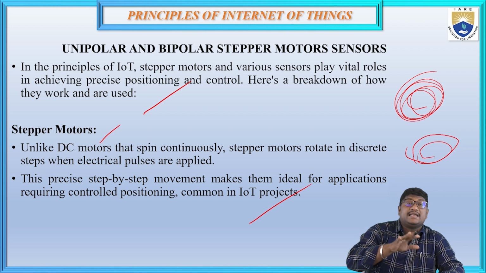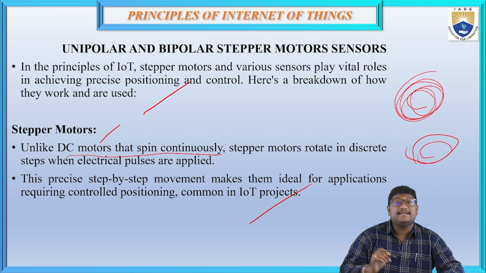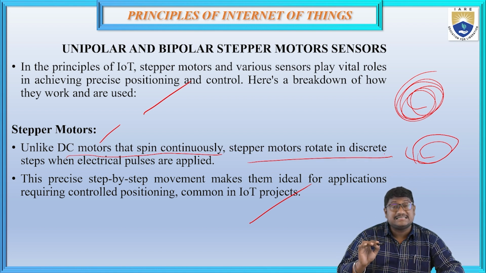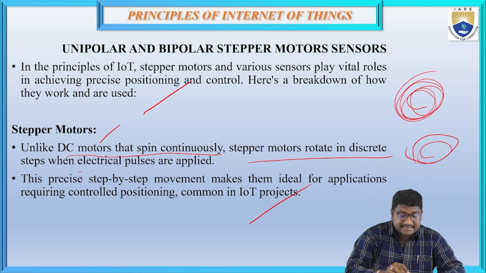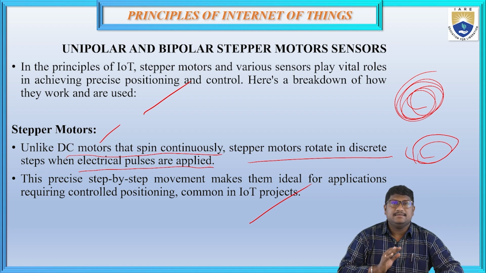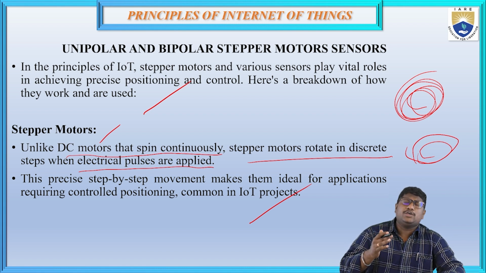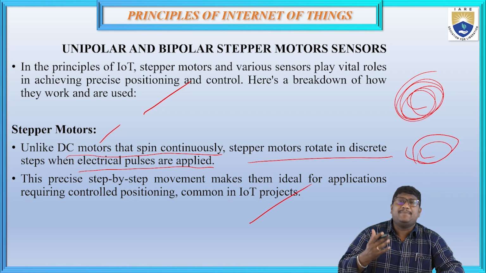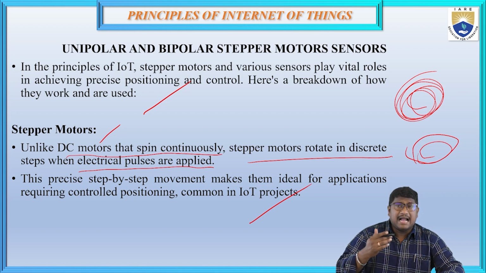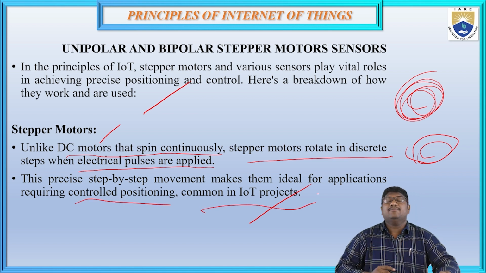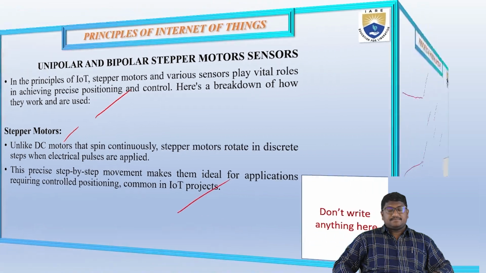Difference between DC motor and stepper motor. See here, the DC motor spins continuously. The stepper motor rotates in discrete steps when electrical pulses are applied. Got it? Right. To make it more precise, the step-by-step movement makes them ideal for applications which require controlling positions, and they are common in our IoT projects.